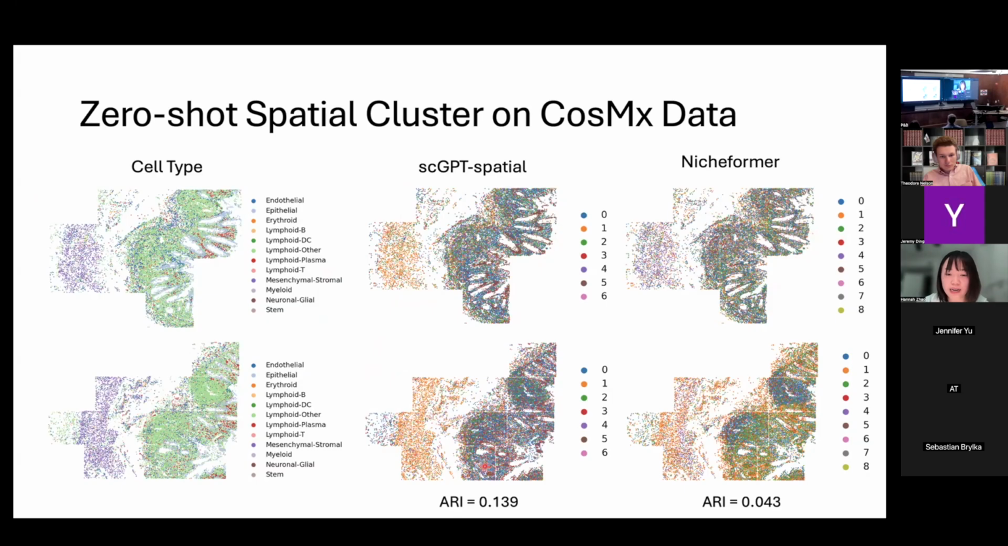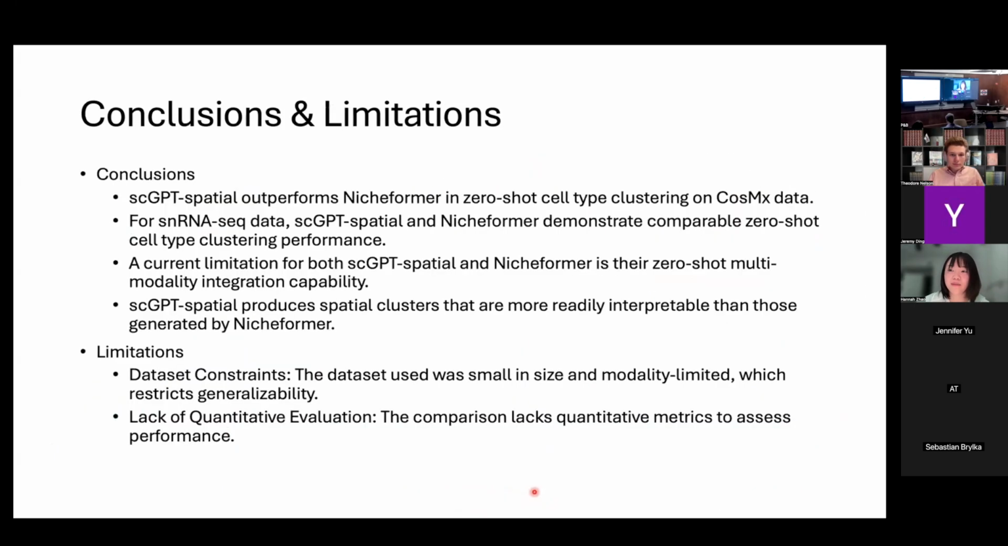I also calculated their ARI score, which is a metric that evaluates the performance of your clustering. And I compared the scGPT spatial latent clusters to the cell type clusters. And scGPT spatial did a slightly better job, but it's not as good as I expected. So yeah, that's pretty much all I got.